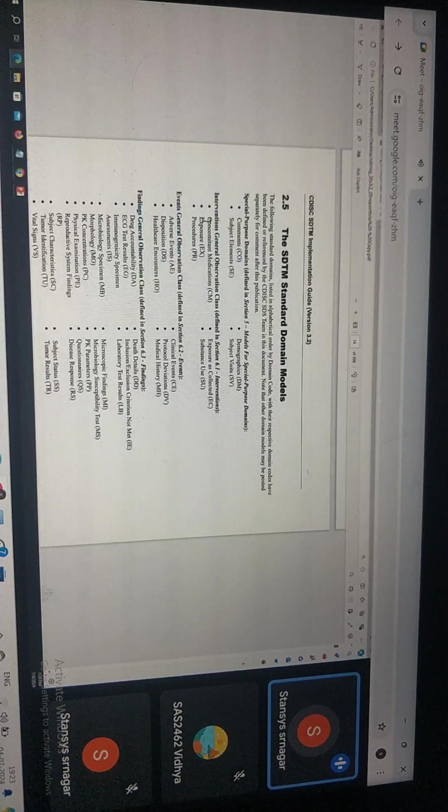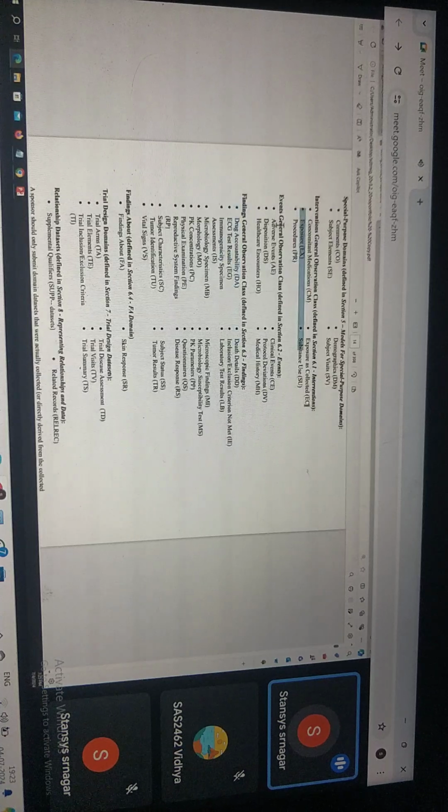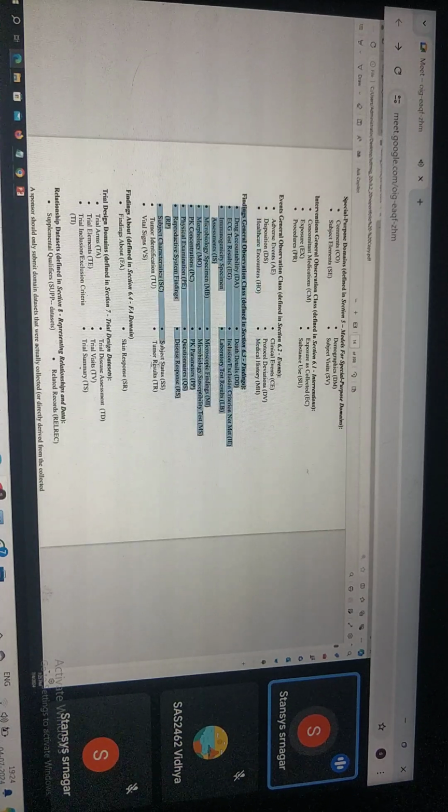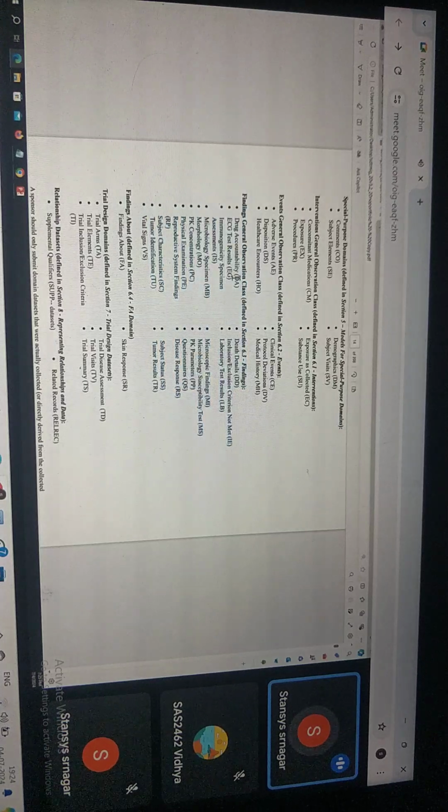If you go into interventions, we have these domains: concomitant medication, exposure, procedures, exposure as collected, substance use. Then in events: adverse event, disposition, healthcare encounters, clinical events, protocol deviation, medical history. When it comes to findings, you can see there's a huge list: drug accountability, ECG, immunogenicity specimen, microbiology specimen, morphology, PK concentration, PK examination, tumor identification, vital signs, and a lot of other domains.